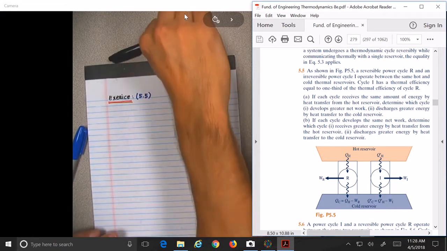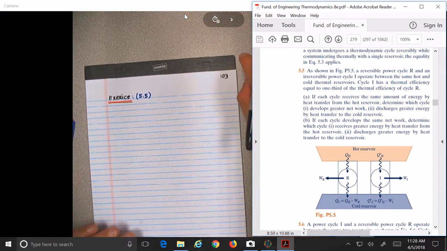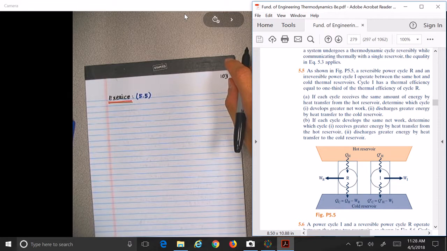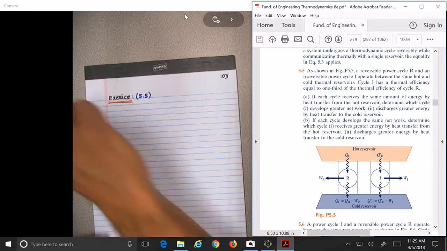Alright, so let's see. As shown in figure 5.5, a reversible cycle R and an irreversible power cycle I operate between the same two hot and cold thermal reservoirs. Cycle I has a thermal efficiency equal to 1/3 of the thermal efficiency of cycle R. Okay, so let's do the figure.